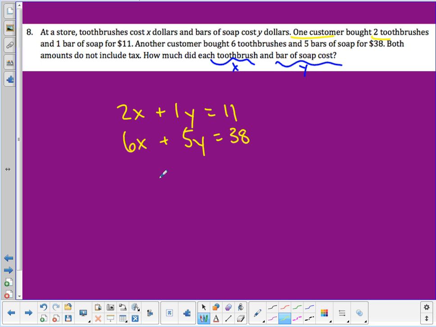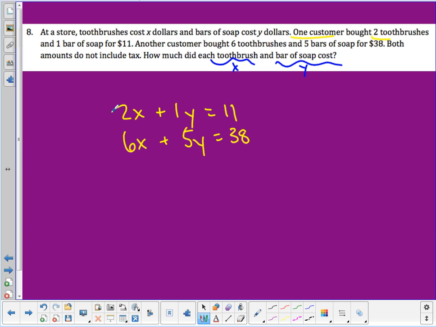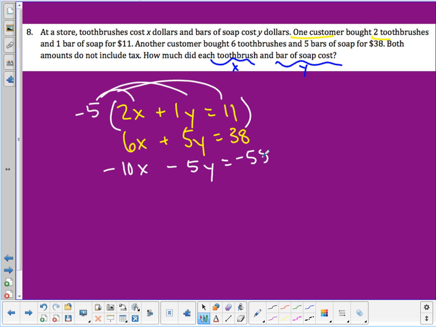Okay, again, this is set up really nicely to use elimination. I have x's, y's, equal signs, and constants all lined up. I don't have opposite coefficients, but I see a place where I can very easily get opposite coefficients. If I take this top equation and I multiply it by negative 5, that's going to give me a negative 5y, which drops my y terms out, allowing me to solve for x. So that's what I'm going to do. Distribute a negative 5 all the way through. That gives me negative 10x minus 5y is equal to negative 55.